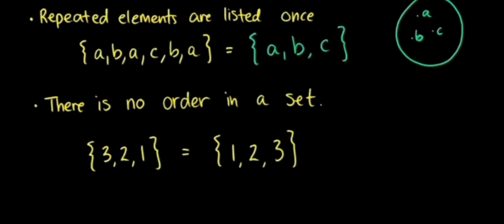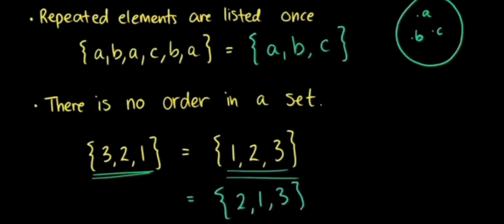There's also no order in a set. And in a diagram, this is easy to see because there's no order in a circular diagram. But essentially, the set 3, 2, 1 is the same thing as the set 1, 2, 3. And that's also the same thing as the set 2, 1, 3, and so on and so forth. There's no order to these sets.